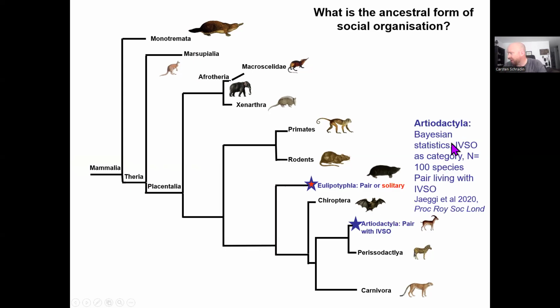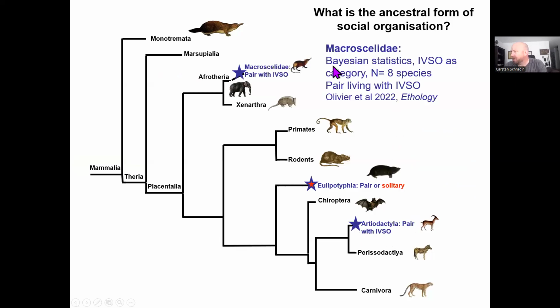In Artiodactyla, we had a larger data set with data from 100 species, and we then used Bayesian statistics, where intra-specific variation was included as one category of social organization. And we found, like had been predicted by others before, that the ancestor was pair living, but with some variation. For Macroscelidea, the elephant-shrews, it was assumed that all elephant-shrew species are pair living. We found that at least one species is only solitary living, and that several species can be also pair or group living, but still the ancestral form was pair living with some variation in it.